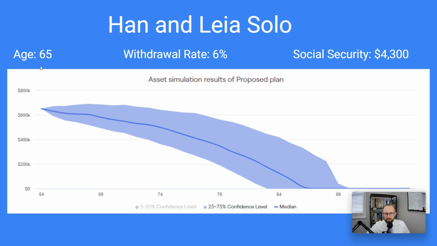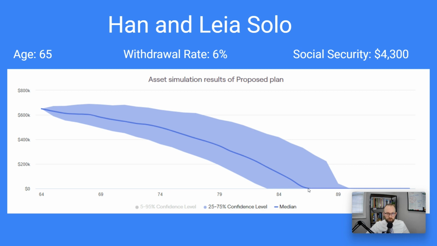But they retire at 65. They have a 6% withdrawal rate, and they have Social Security coming in at $4,300 a month. So they're sitting at a little over $600,000 in assets. With that 6% withdrawal rate, you see that asset base gets them to around their mid 80s, like 84, 85 at that point in time.